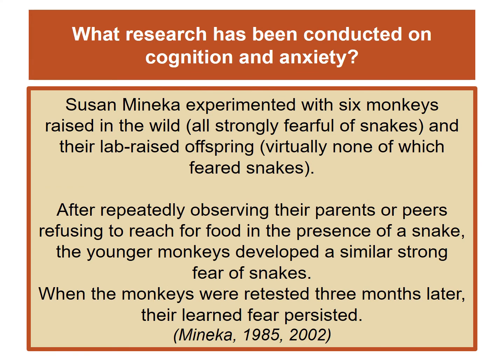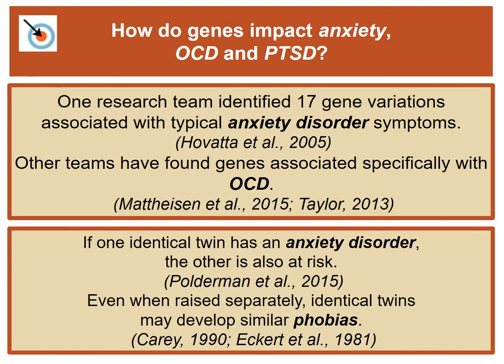What research has been conducted on cognition and anxiety? Susan Mineka experimented with 6 monkeys raised in the wild, all strongly fearful of snakes, and their lab-raised offspring, virtually none of whom feared snakes. After repeatedly observing their parents or peers refusing to reach for food in the presence of a snake, the younger monkeys developed a similar strong fear of snakes. When the monkeys were retested 3 months later, their learned fear persisted.